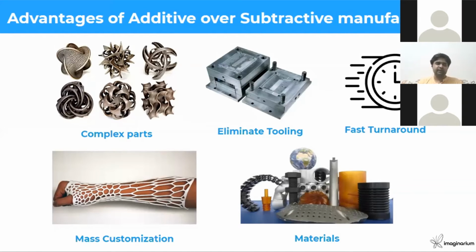But with the help of 3D printing, you can make the same part in similar materials or similar performing materials without the need for tooling, and perhaps in a couple of days rather than a couple of months or a couple of weeks. So that is why fast turnaround time is a subset of trying to eliminate tooling.